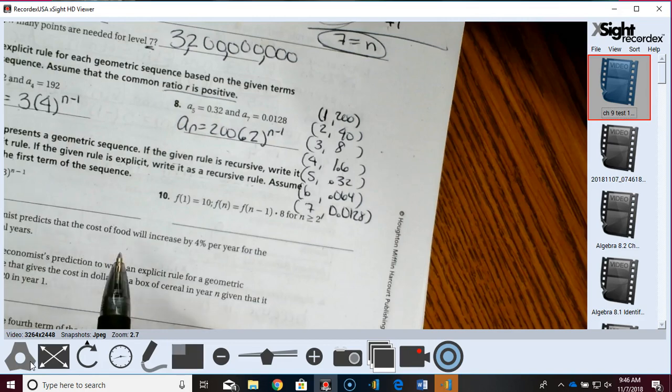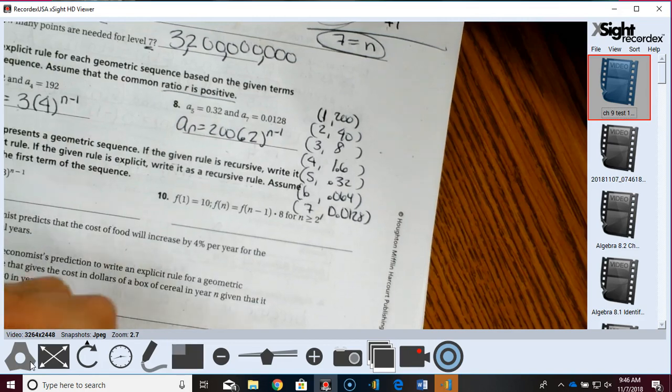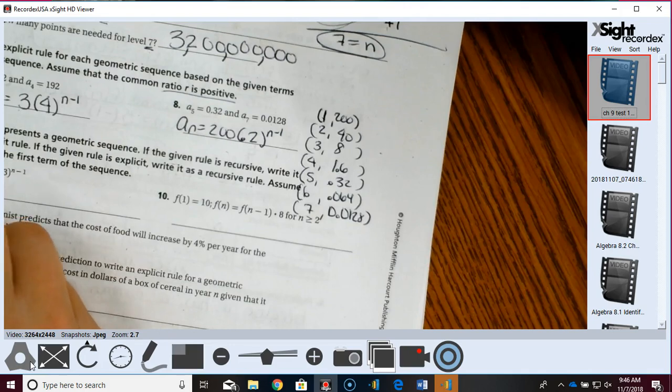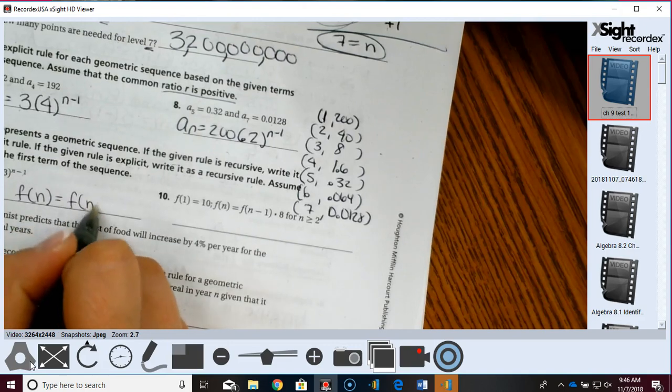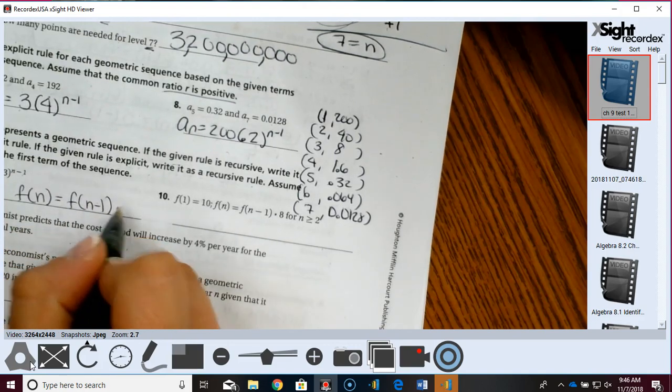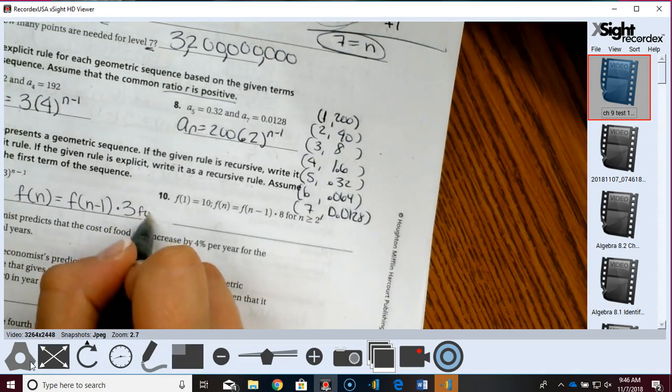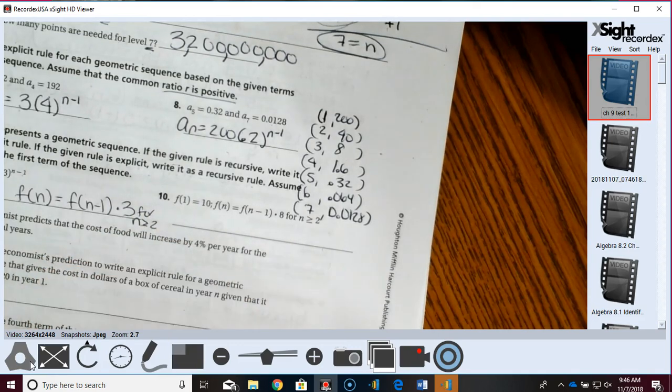Okay, so number 9. Term 1 would be 1 minus 1, which is 0. Anything to the 0 power is 1. 1 times 6 is 6. So then you know that f of n equals the term before times the common ratio of 3, for n greater than or equal to 2.